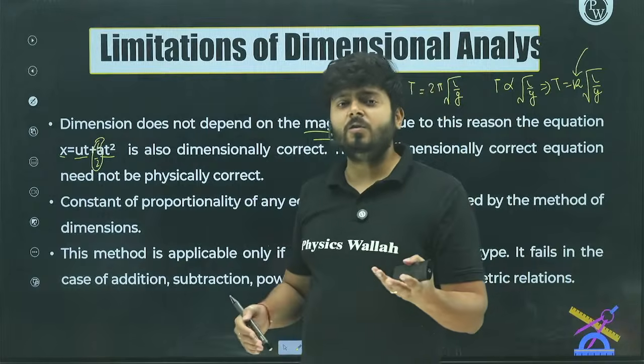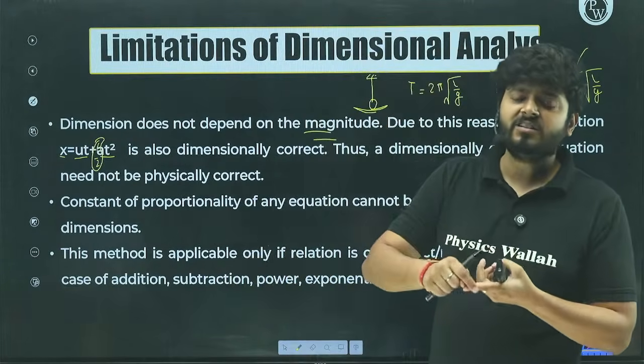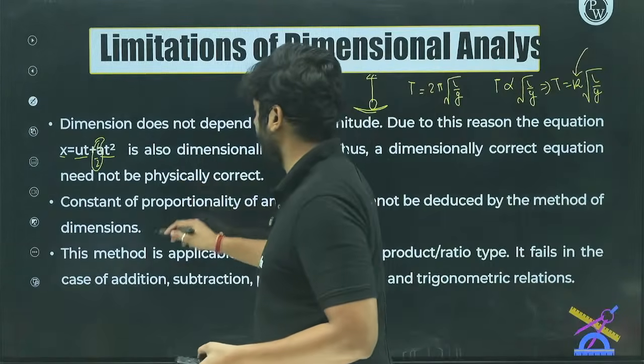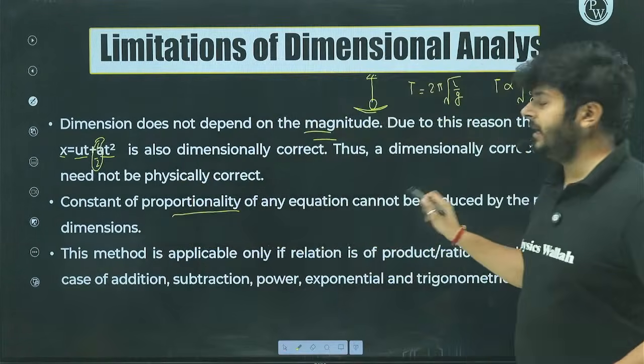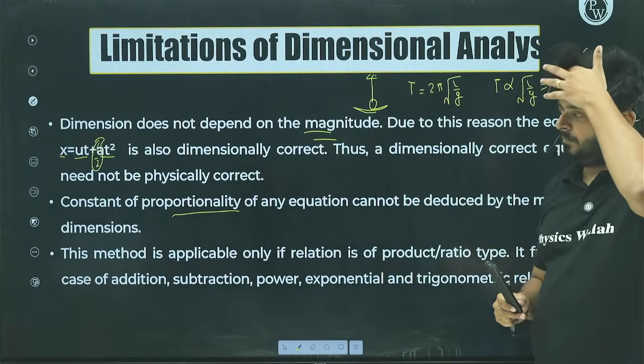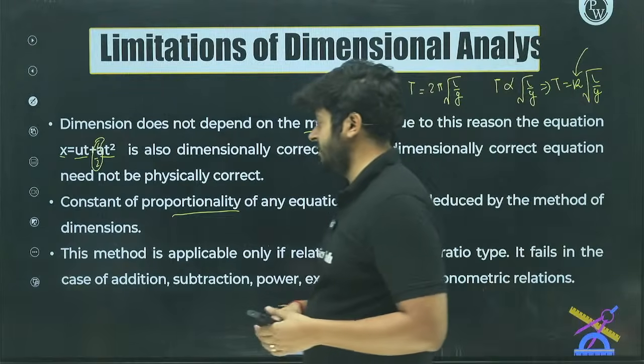But the opposite is not true. That means if the equation is dimensionally incorrect, then the equation is incorrect by default. So the constant of proportionality in any equation cannot be figured out, as I have already told you, with the help of the principle of dimensional analysis.